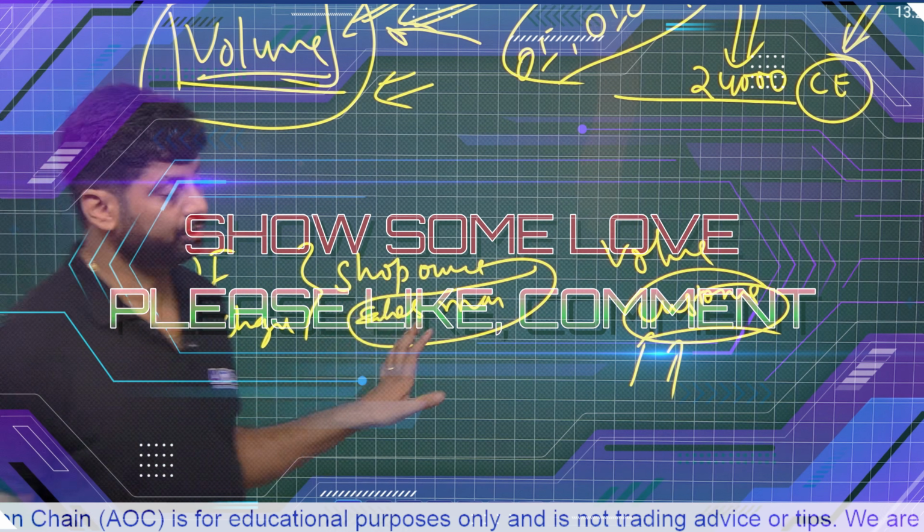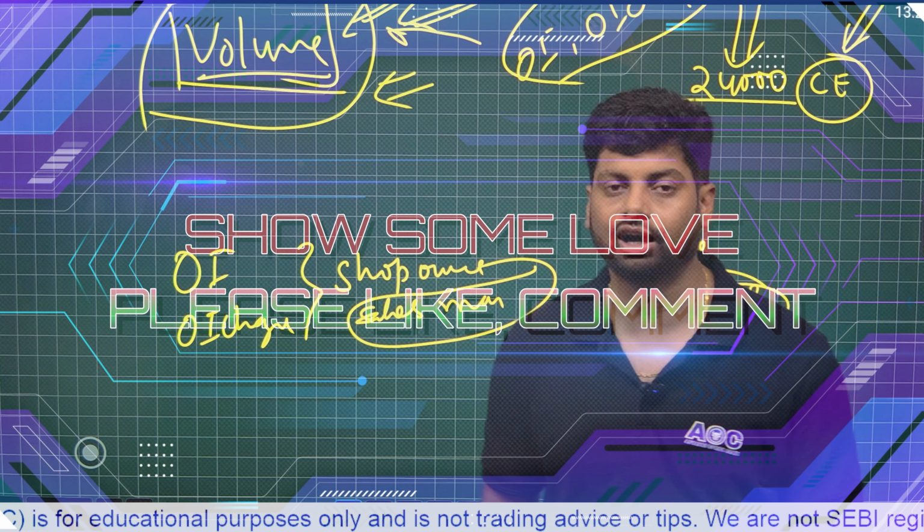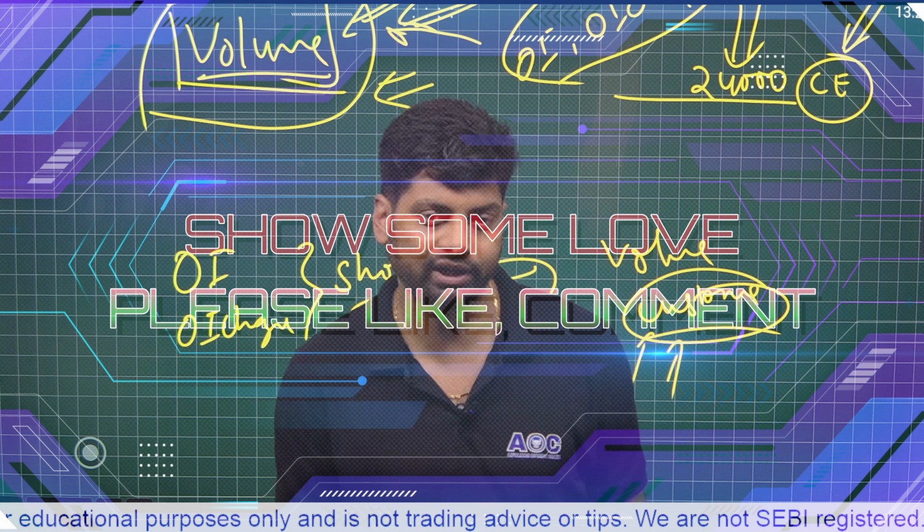So I hope you guys understood what OI change and volume are and how they act as support and resistance.